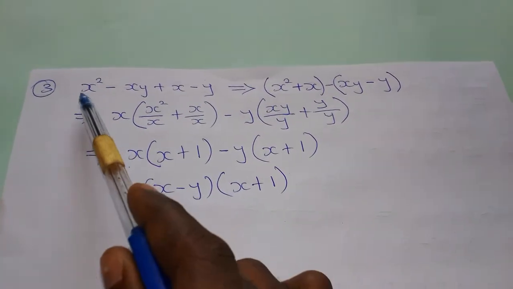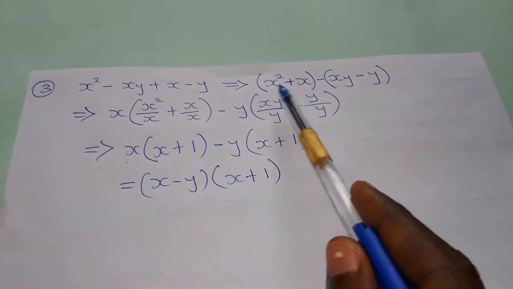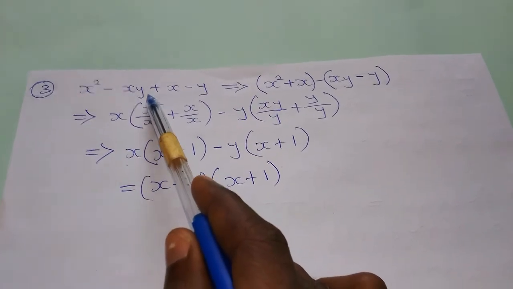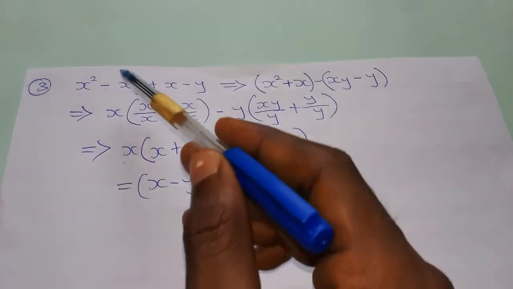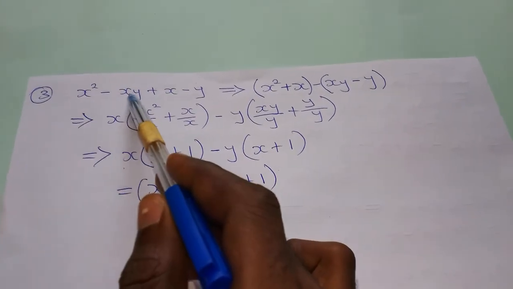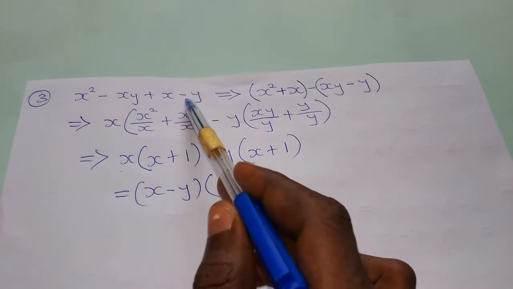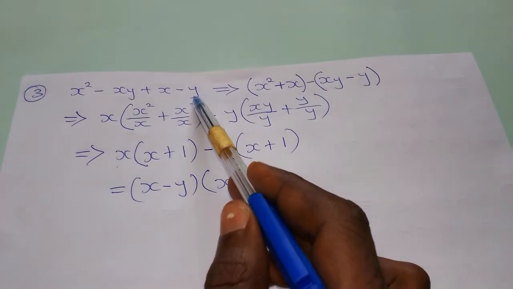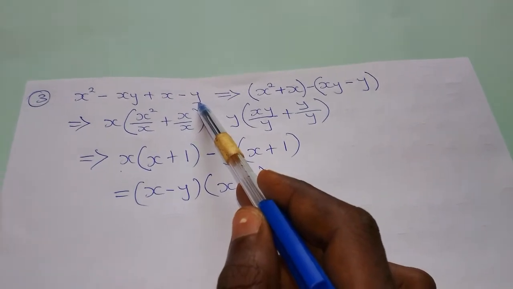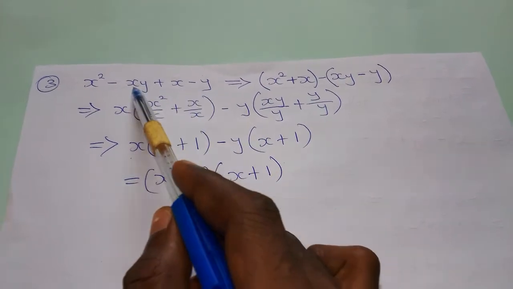Factorize by grouping. Now we are going to group x squared minus xy. Now if we group this x squared minus xy, we are going to have a common factor which is x. Now if we group x minus y, we are not going to have a common factor here. Okay? So now what do we need to do? We have to rearrange this expression.